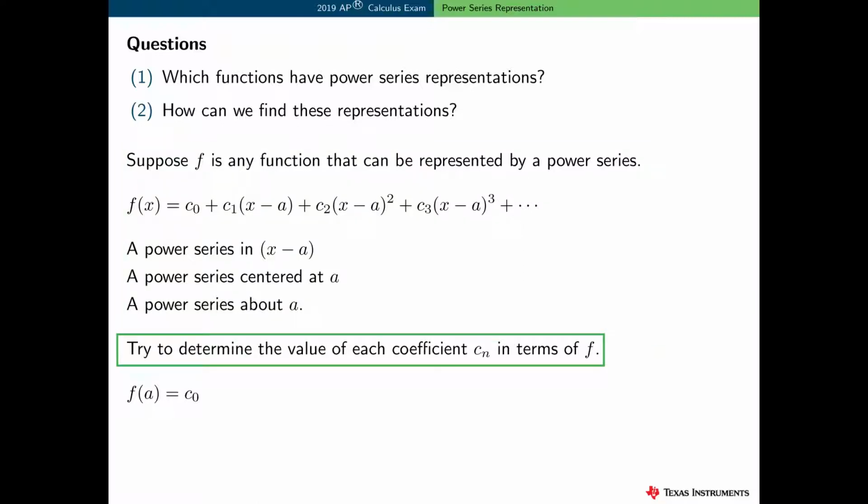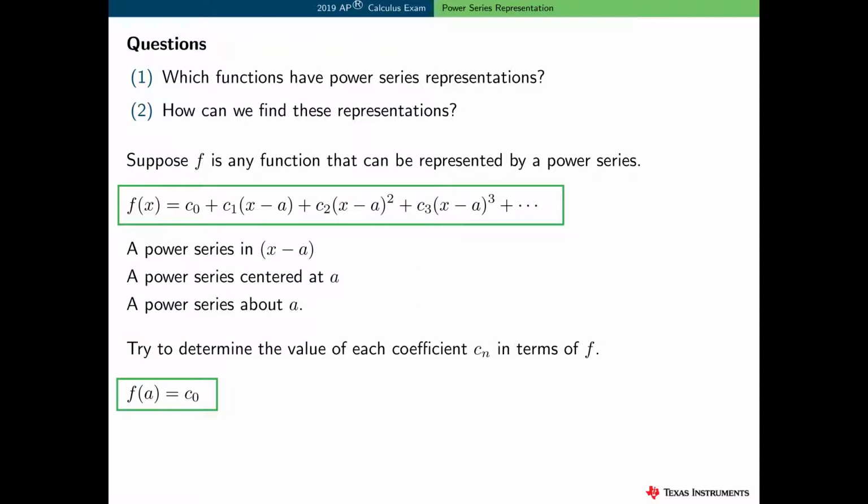So let's try to determine what the coefficients c sub n must be in terms of the function f. First notice that if we let x equal a in this equation for f, then all of the terms after the first one are 0. And we get that f of a is equal to c sub 0. Well, that seems like a good start.